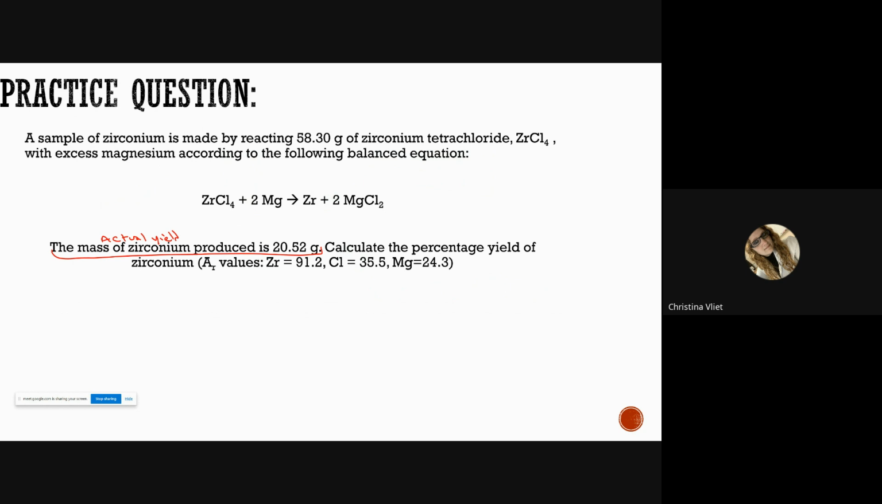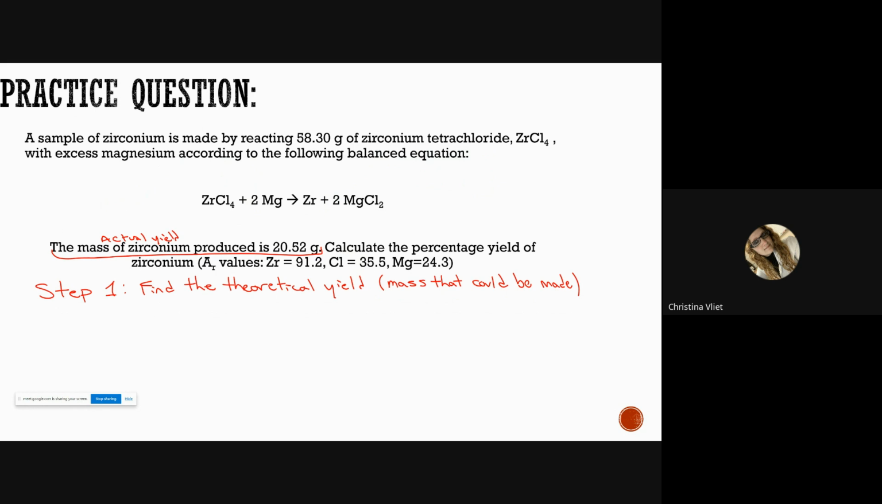What don't they give you here? The theoretical. And it's almost always like that. You're almost never given the theoretical yield. So step 1 in a percent yield question is to find the theoretical yield. And the theoretical yield is what Hakeem said earlier. It's how much you could make of that product.